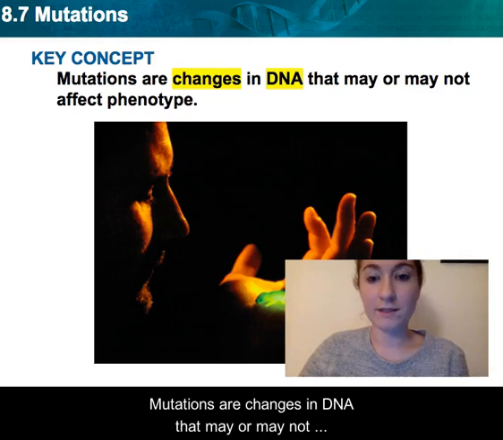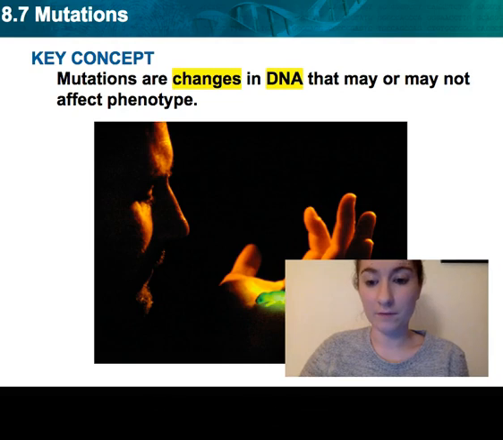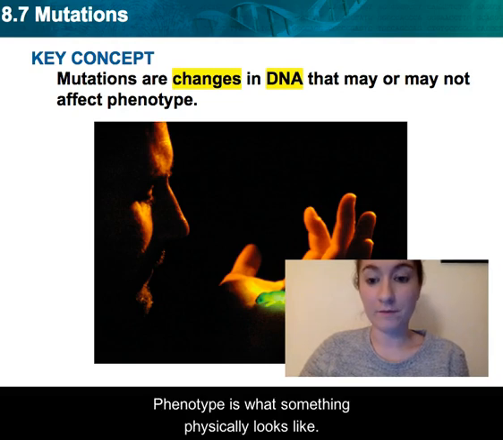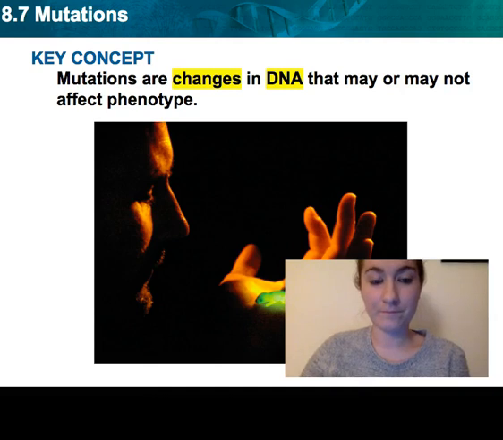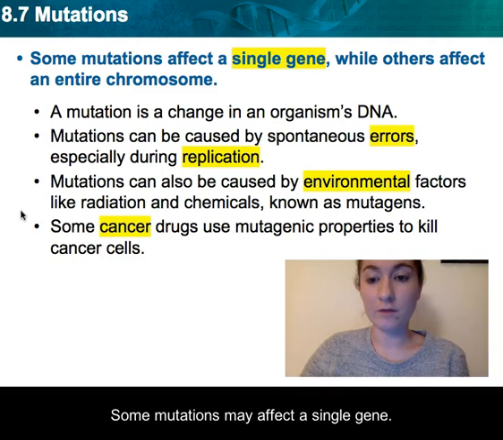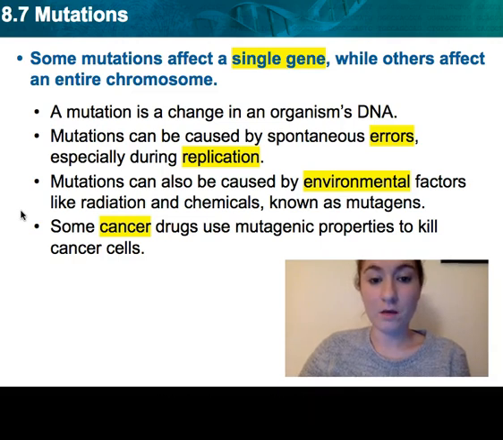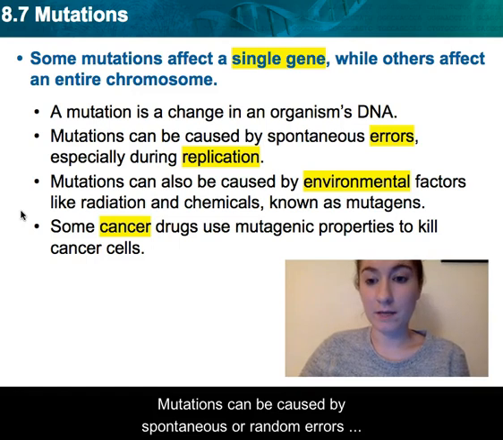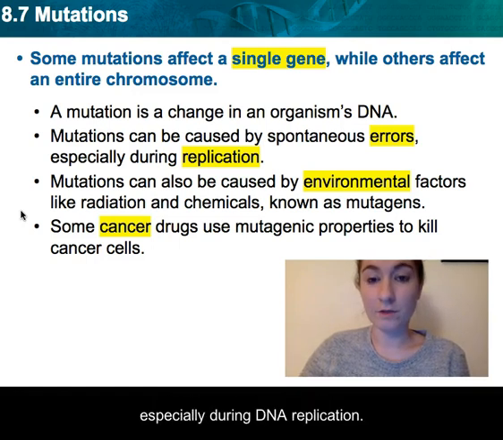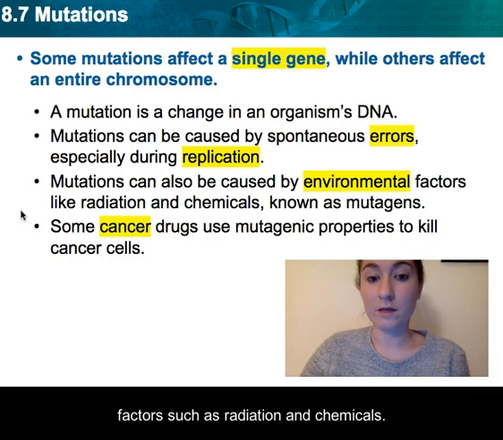Mutations are changes in DNA that may or may not affect an organism's phenotype. Phenotype is what something physically looks like. Some mutations may affect a single gene, while others could affect an entire chromosome. Mutations can be caused by spontaneous or random errors, especially during DNA replication. Mutations can also be caused by certain environmental factors, such as radiation and chemicals.